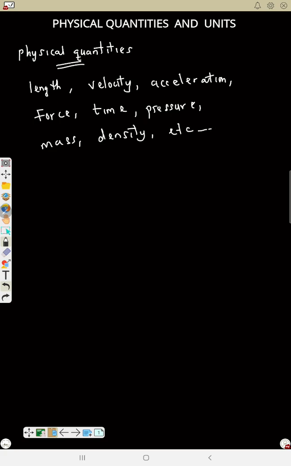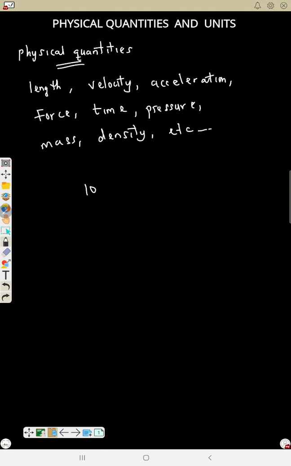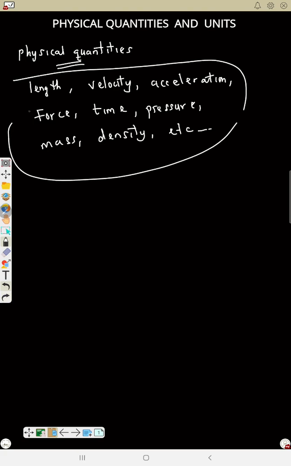All these can be measured and will have a numerical value and units. That is, I can say 10 meter per second square, so it is a physical quantity because it has a numerical value and units. These are the types of physical quantities, just not all but a few.